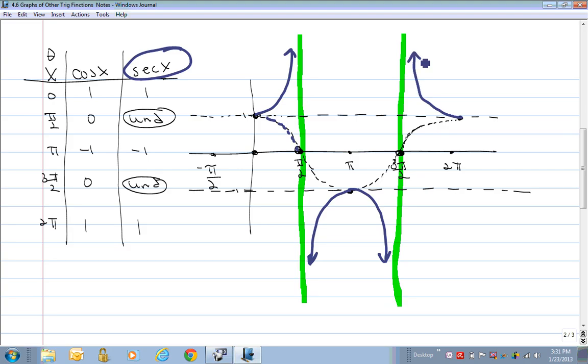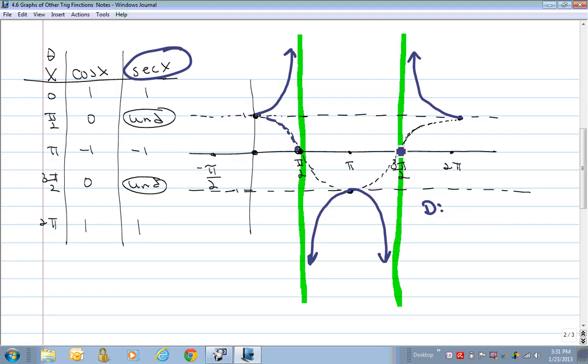And that's what your secant graph would look like. Let's talk about the domain and the range and the period. The domain for this graph, I don't know if we did that before, so it's important, but they're going to be similar. Our domain is going to be all real numbers, except where these asymptotes are.